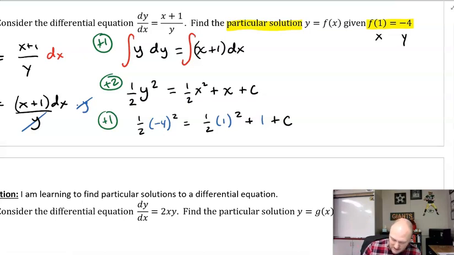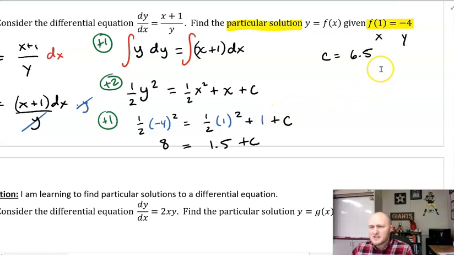If I go ahead and solve this, we get 16 divided by 2. That gives us 8. This looks like 1.5, those two combined, plus a constant. Solving for c, we get c is equal to 6.5. So there's my constant.